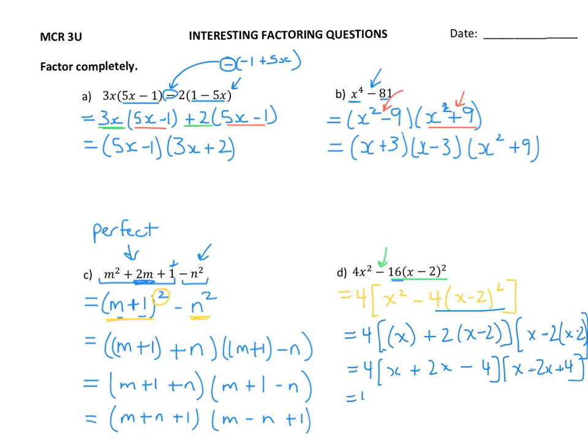Okay, so that leaves me with 4 bracket. X plus 2x would be 3x minus 4. And the other one, x take away 2x, would be a minus x. I'm going to put my positive 4 first and then my minus x, but you could have minus x and then plus 4 and that would work. Okay, moving on to the last 2 examples here.